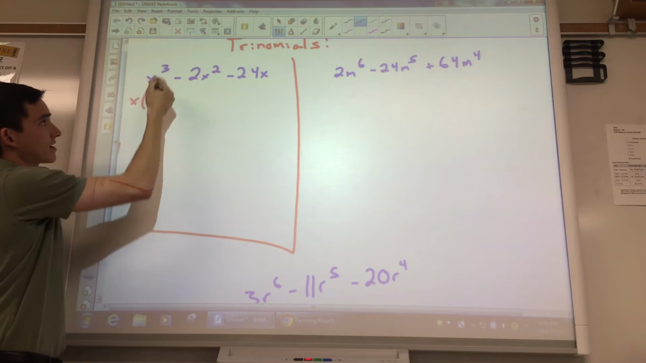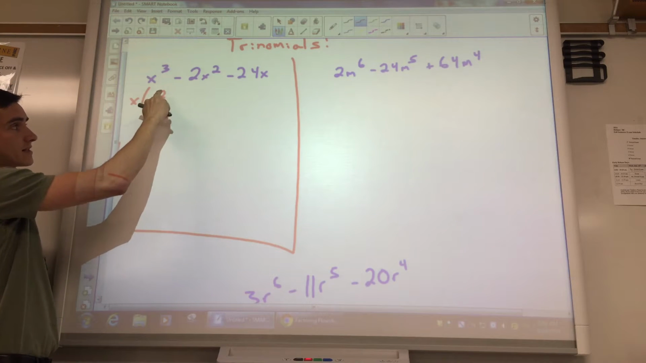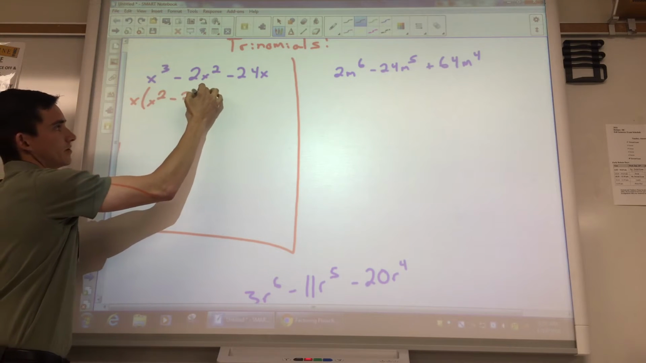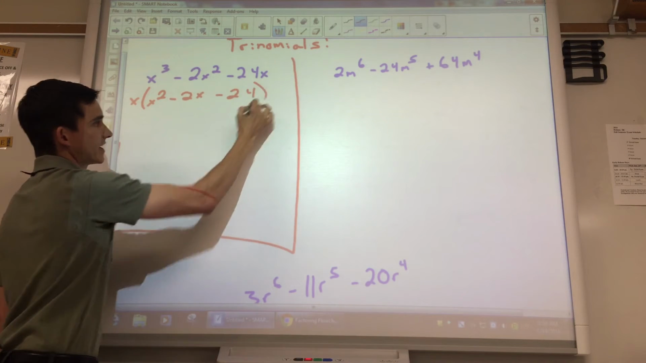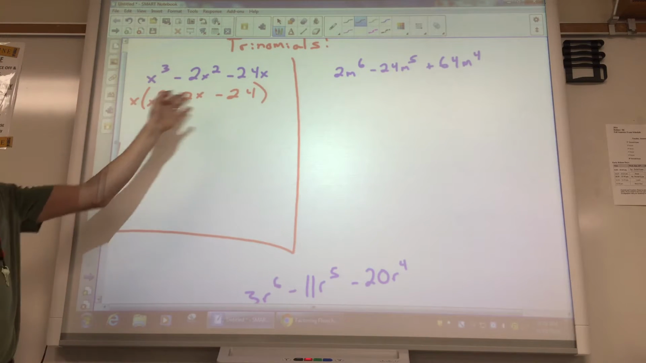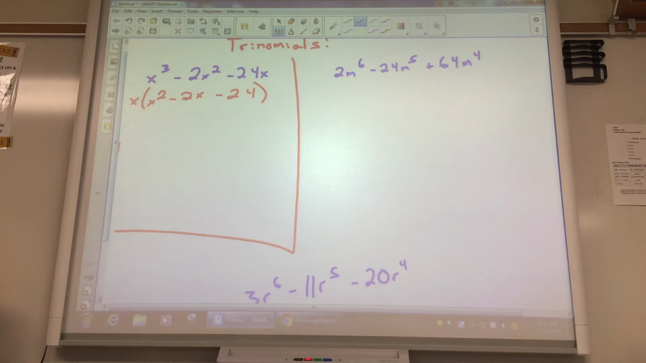Okay, so when you factor out an X from X cubed, you had 3 X's, now you have 2. You had 2 X's, now you got 1. You had 1x, now you don't have any at all. And then whatever is left in here is what you're going to be factoring still. Okay, so we have a trinomial.